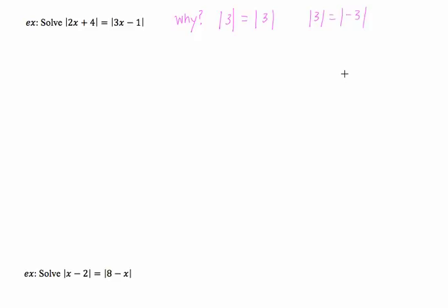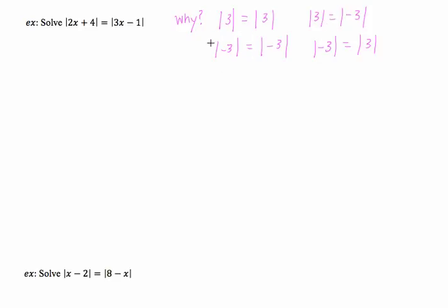Or you could say another way two absolute values could be true is if they were both negative on the inside. The absolute value of negative 3 equals negative 3. Or the only other way you could put it is to reverse this equation, and it's true if the absolute value of negative 3 equals the absolute value of 3. So these are the only possible 4 ways that you can have two absolute values equal to each other. And really, two of them are the same.